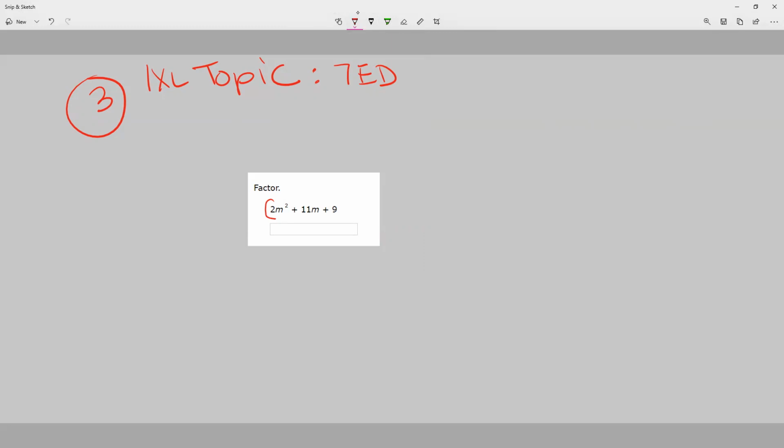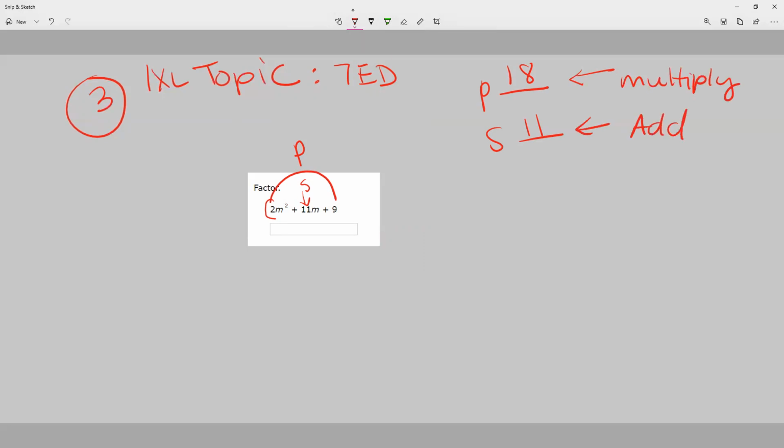I'm basically going to go through, remember like last week, and say, what's the product? What's the sum? So the product comes from multiplying the 2 and the 9, so I get an 18. And then the sum is just this middle number, which is a positive 11. So I'm looking for two numbers that multiply to be 18, but add to be 11.